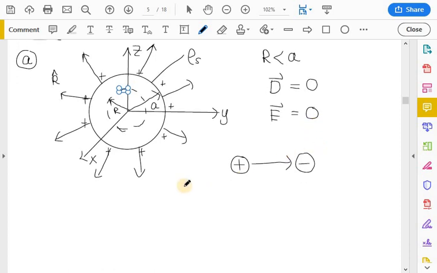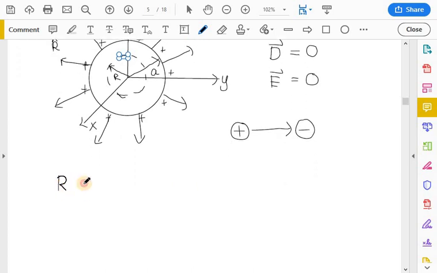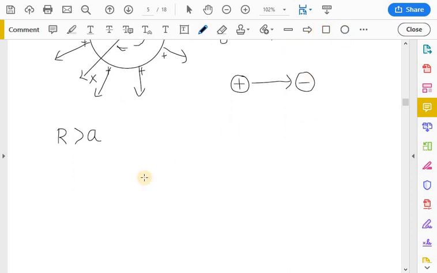Now we move on to the case when the R is greater than A. When the R is greater than A, give me some time for drawing.